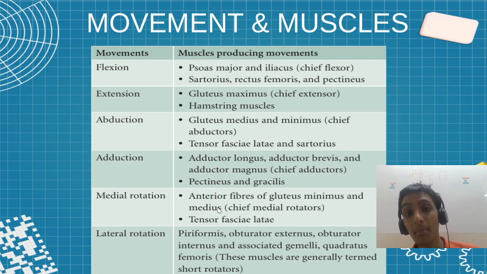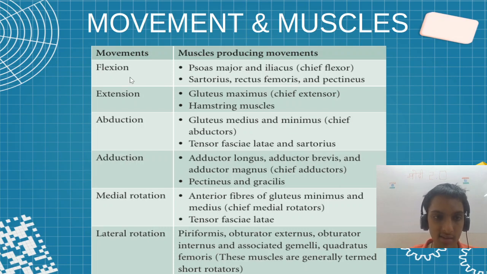Let's see the movements and the muscles involved. So what are the movements of the hip joint? Flexion, extension, circumduction, and then medial and lateral rotation. In circumduction, first is flexion. I'll tell you how to remember this table. Here we are seeing the sartorius, which is mainly going to do flexion. Psoas major and iliacus are primary; secondary will be the sartorius, rectus femoris and the pectineus.